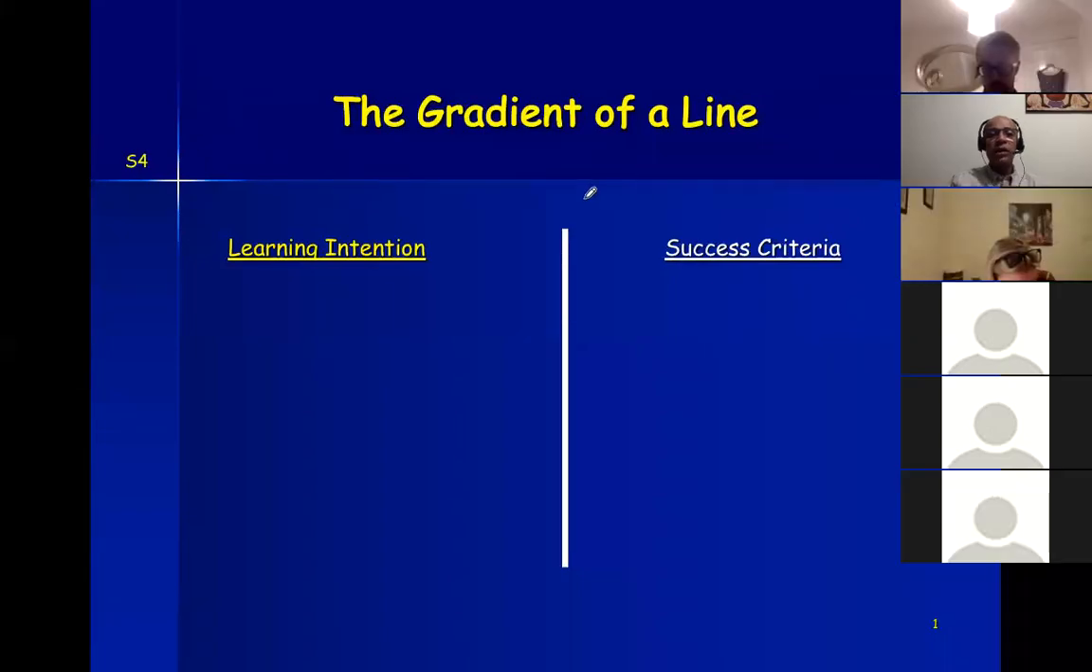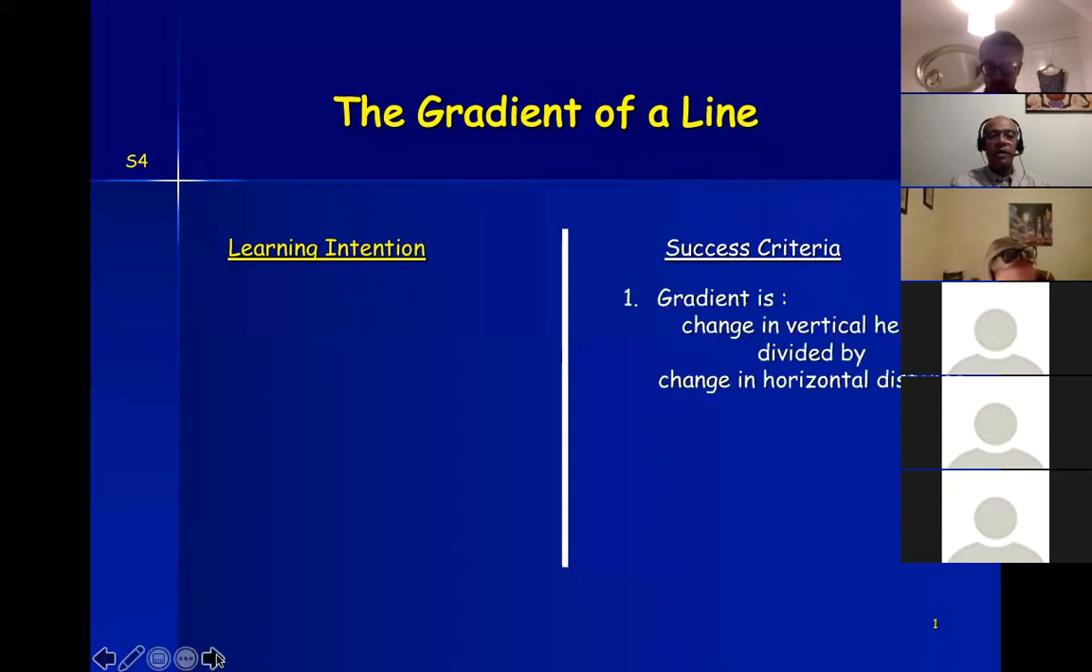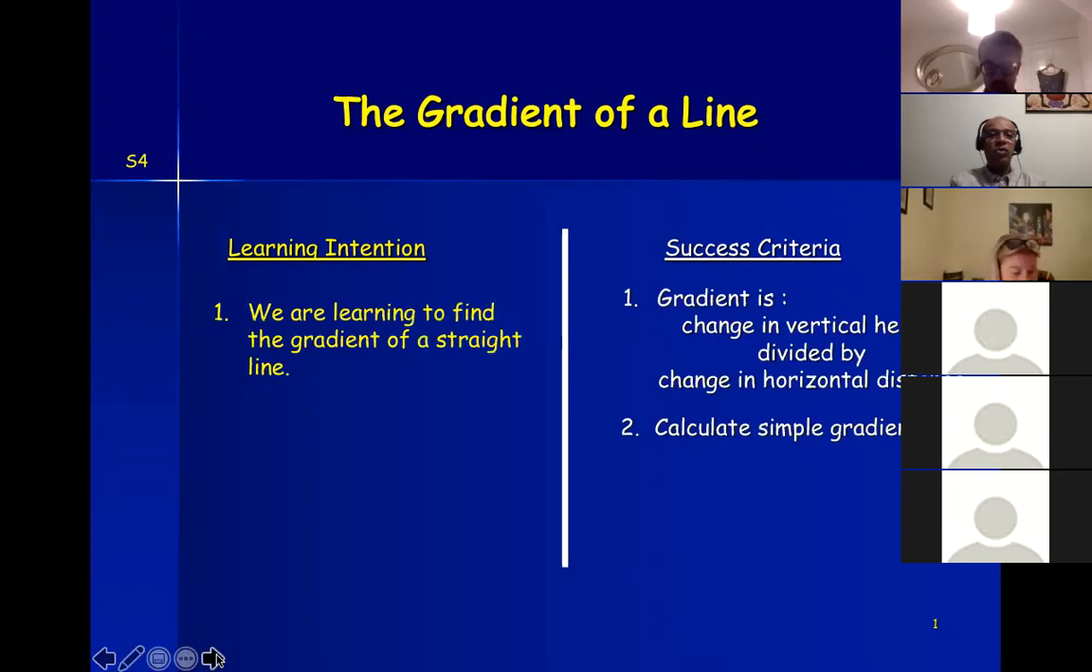Okay, so we are looking at the gradient of a line, and the learning intention here is to find the gradient of a straight line and to understand or to figure out that what we mean by gradient is a ratio to start with. It's the change in vertical height divided by a change in horizontal distance. Okay, so if you were a lorry driver, what does that mean?